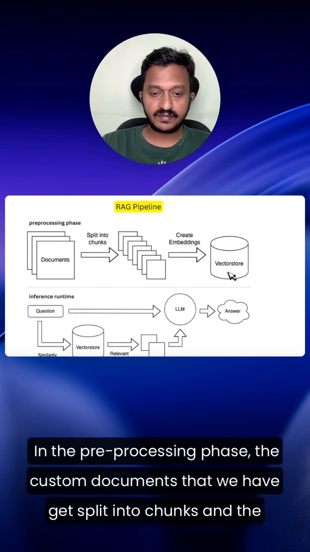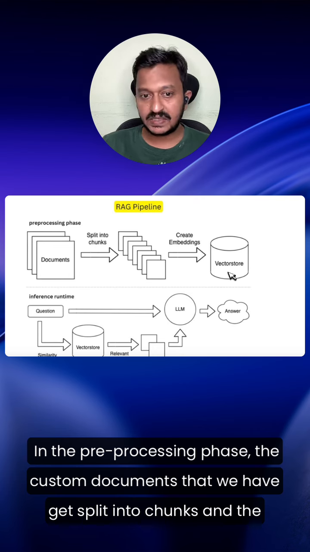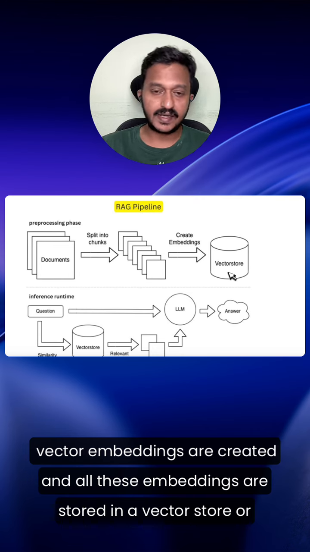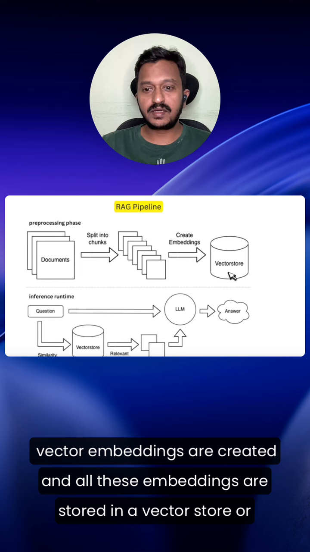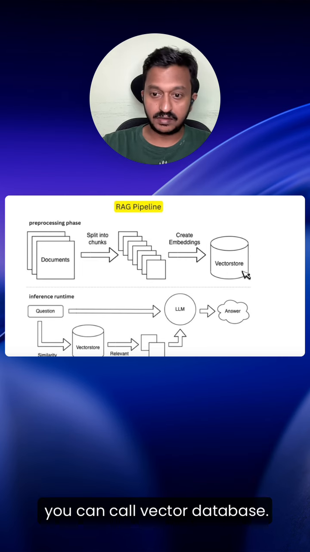In the pre-processing phase, the custom documents that we have get split into chunks and the vector embeddings are created. And all these embeddings are stored in a vector store, or you can call it a vector database.